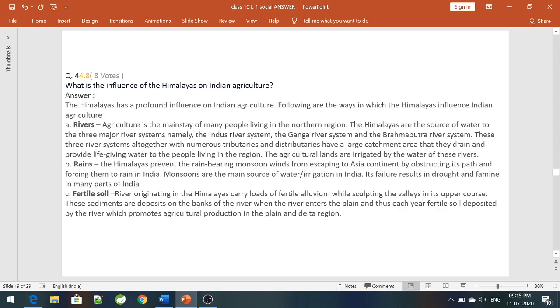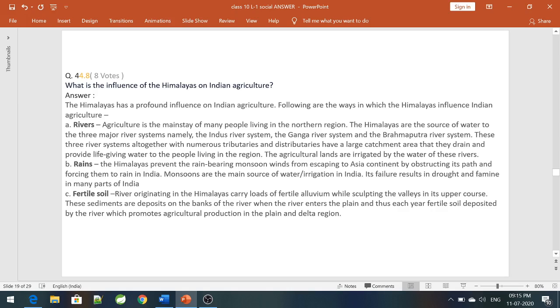Rains. The Himalayas prevent the rain-bearing monsoon winds from escaping to the Asian continent by obstructing their path and forcing them to rain in India. Monsoons are the main source of water for irrigation in India. Their failure results in drought and famine in many parts of India.